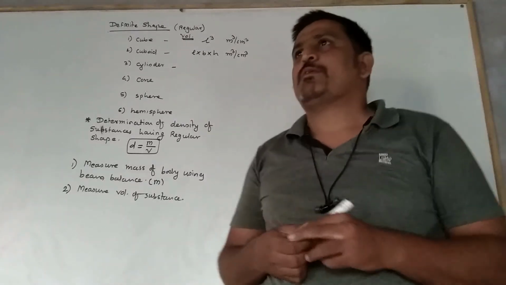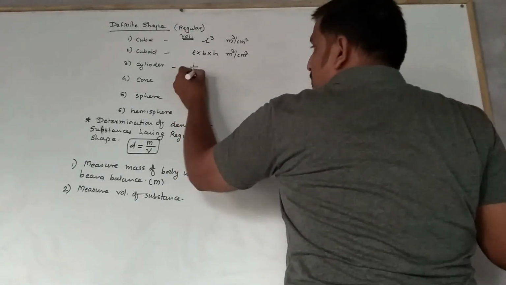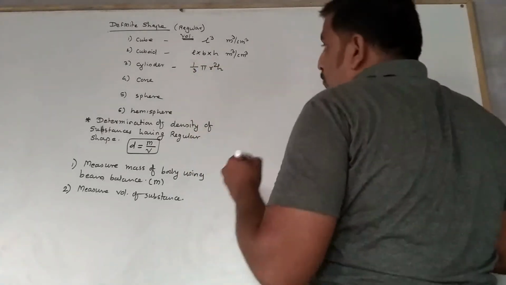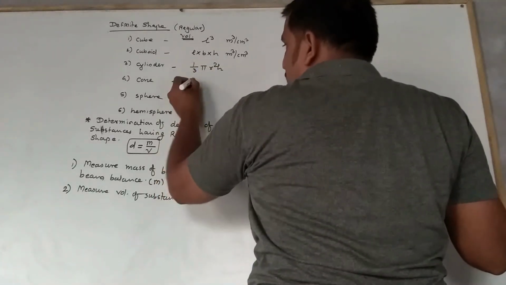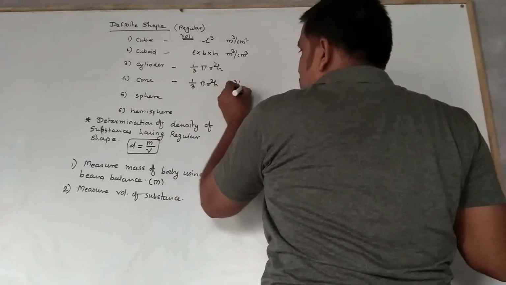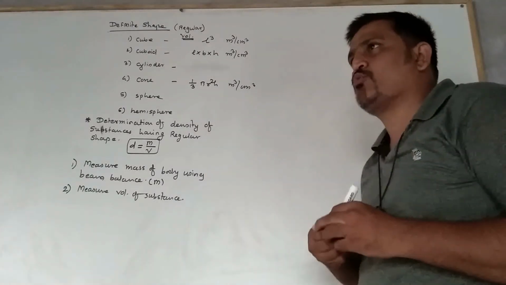Next is the cylinder. One-third pi r square h. No, for the cylinder it is different; one-third pi r square h is for the cone. Here the unit is meter cube or centimeter cube. And for the cylinder, 2 pi.